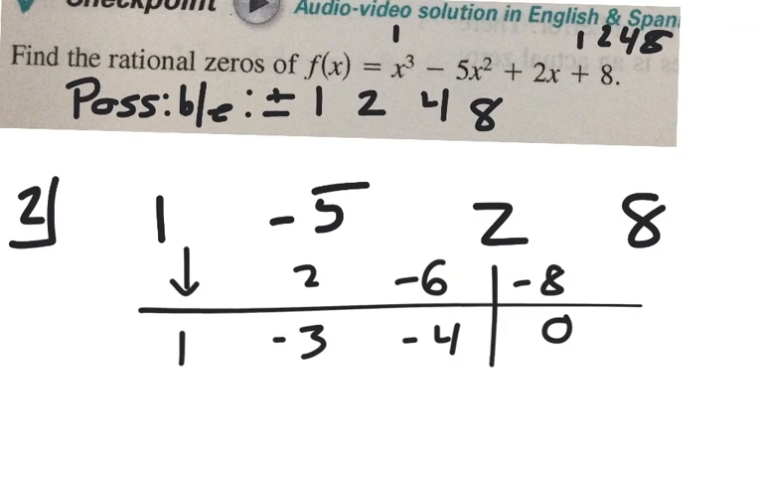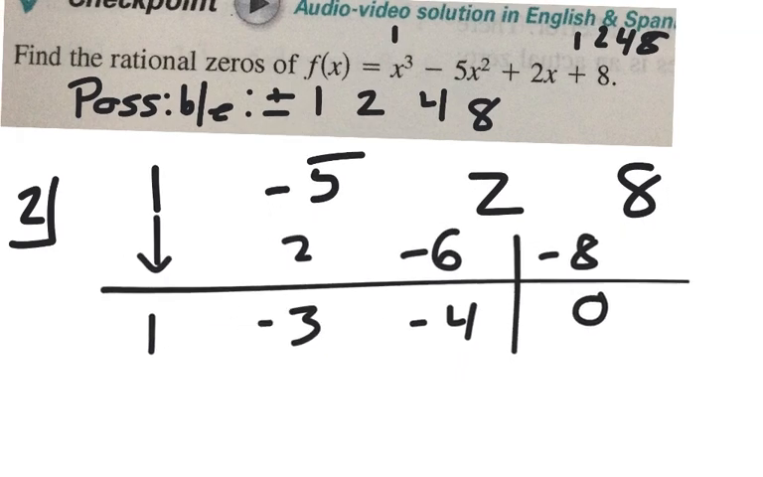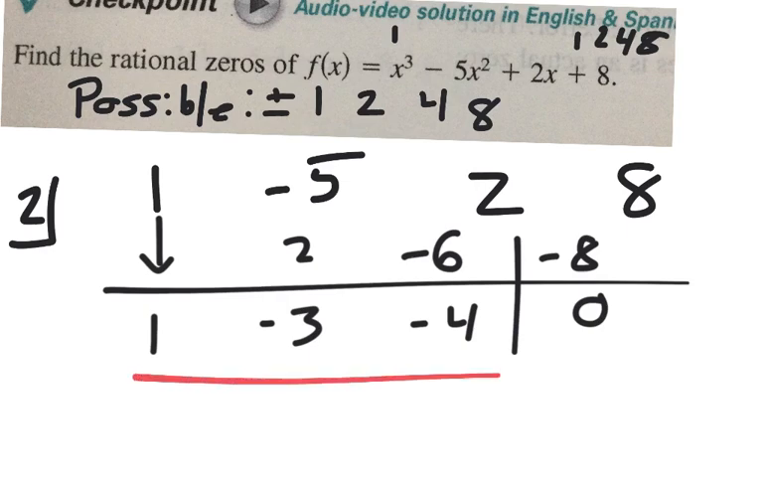I found one of them. So now what I have left is a depressed polynomial, which is x squared minus 3x minus 4. You can do this again. You can continue this whole process of trial and error. So now, with the new depressed polynomial, what are the possibilities? Only 1, 2, and 4 now, right? 8 is gone because I can't get 8, since it's 4 at the end.